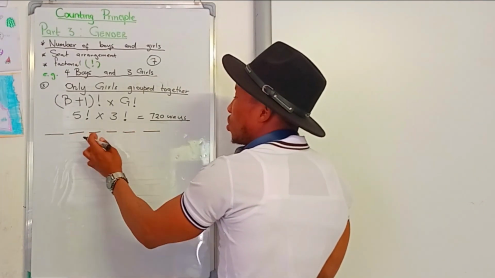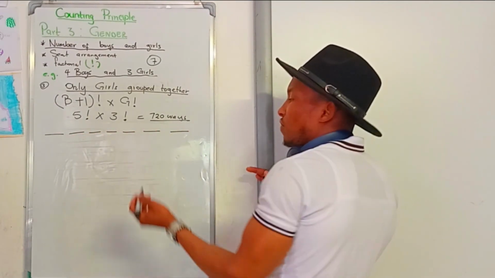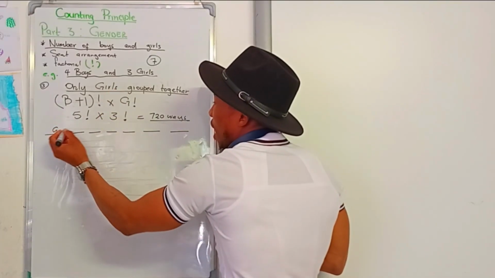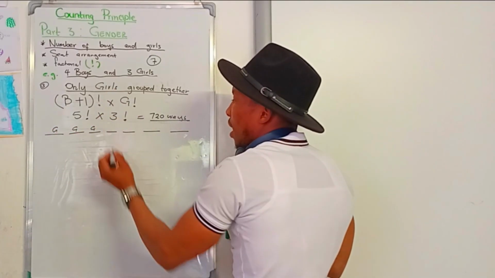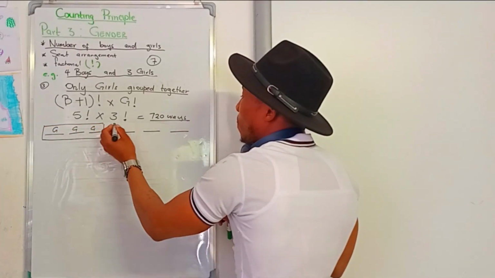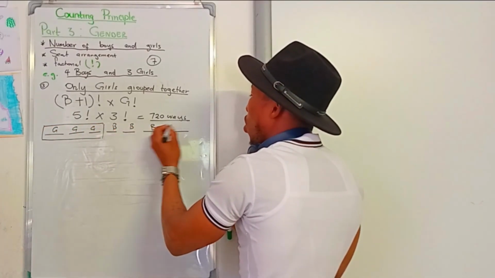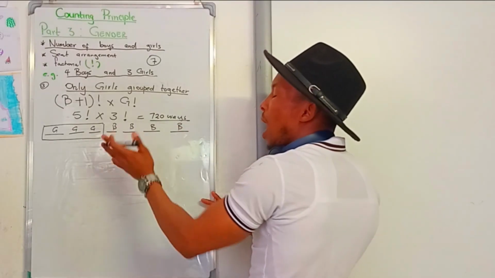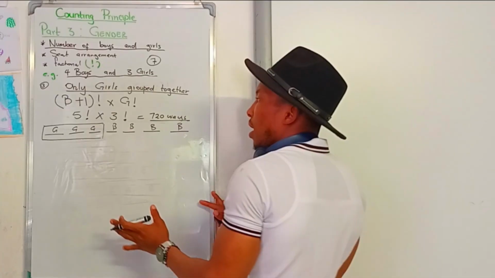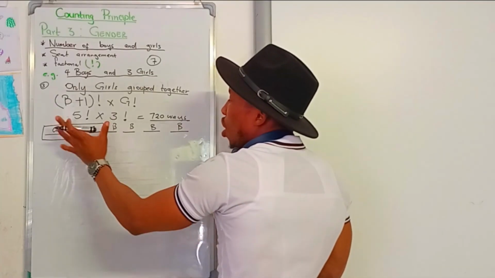Okay, 1, 2, 3, 4, 5, 6, 7. 7 chairs. Then you need to group only the girls together. We have a girl and a girl, then they are grouped together. Then we have a boy and a boy. You don't care about the boys. The only thing you care about is the number of girls. They must be all together.